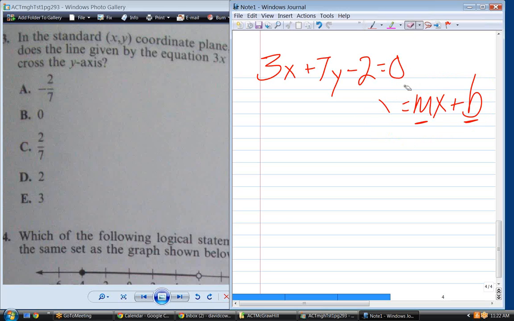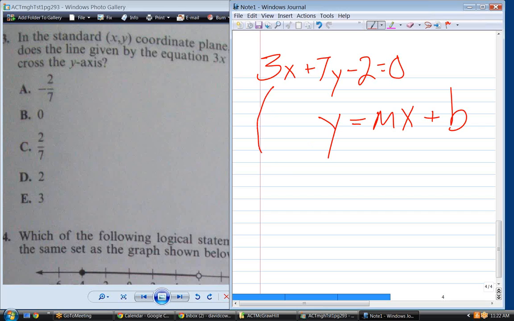So let's solve this equation to get it into that format. It's the first step. I want to get it into this format. Y equals some number times x plus or minus another number. So let's start massaging this equation so that we can solve for y. How do I solve this equation for y? Yeah, y by itself. Okay, what's the start?